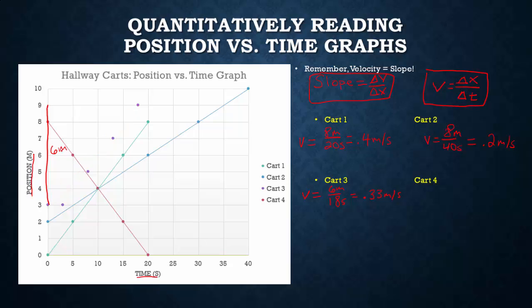For cart number 4, we have a pretty similar situation. Let's see if you can figure out the velocity for cart number 4. Well, once again, we're going to do rise over run, except this one's not really rising, it's actually descending, but we're still going to call that the change in position or the change in the y value on the graph. So for this graph, I have negative 8 meters over my change in time, delta t, which is going to be 20 seconds. I end up with negative 0.4 meters per second.